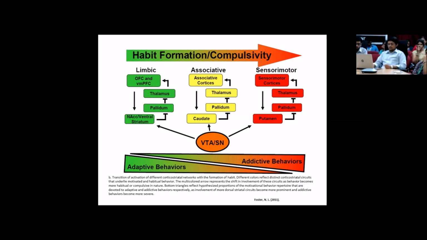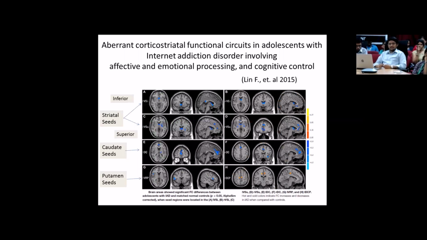So going back to the previous study, this is basically a resting state functional connectivity study, which made seeds in the ventral striatum, caudate, and also in the putamen. In the entire basal ganglia, they made 6 different seeds, and they looked at how the connectivity of these seeds to other regions of the brain is in the resting state.